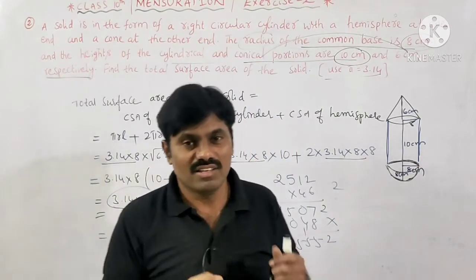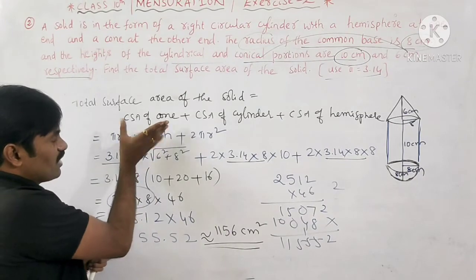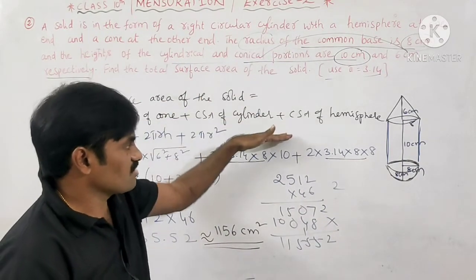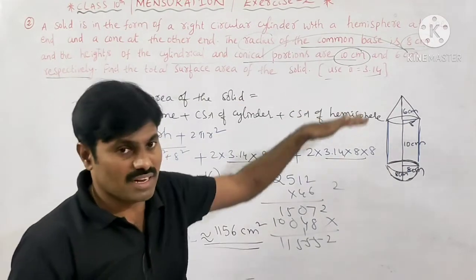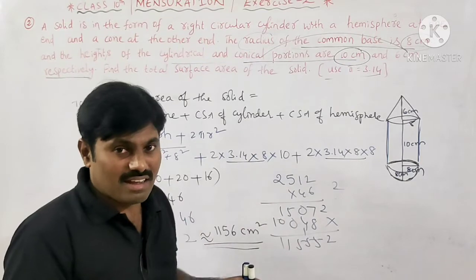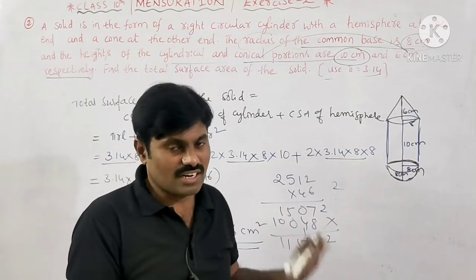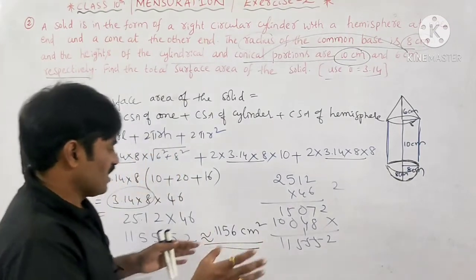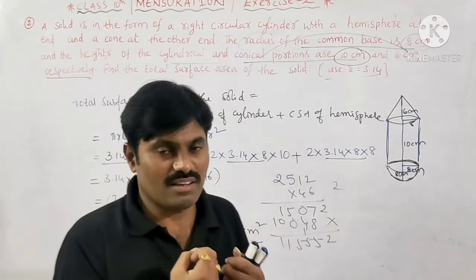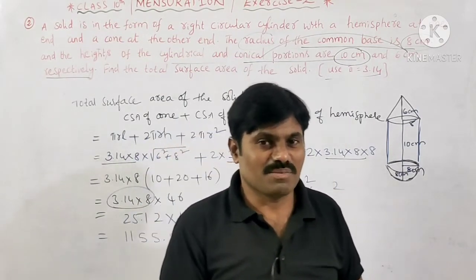Okay, clear? So the most important thing: if you want, you can find the curved surface area of a cone separately, the curved surface area of a cylinder also separately, and the curved surface area of the hemisphere also separately, and then later we can sum up all these CSAs. That is also a correct procedure. Okay. For an easy way I have solved it in this way. At a time I have substituted and simplified. Clear? Now we will discuss question number 3.